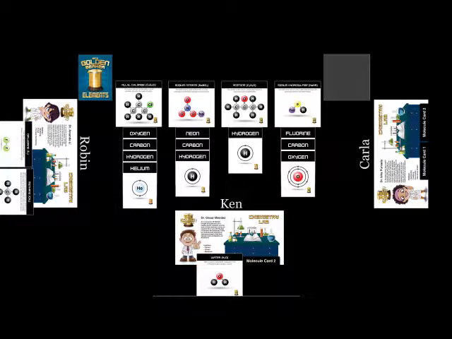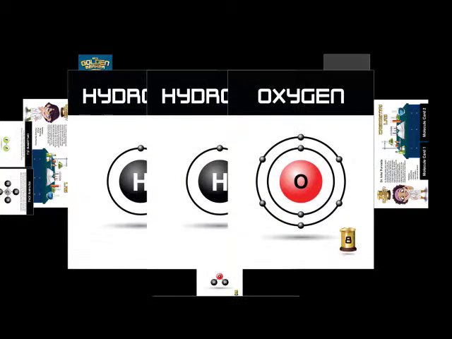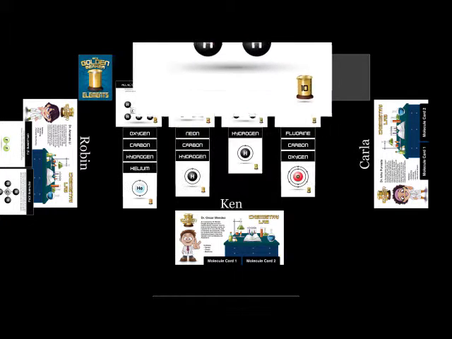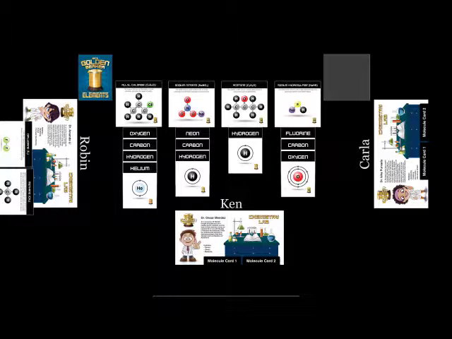Back to Ken, he decides to complete his water molecule. He does so by discarding 2 hydrogen and 1 oxygen card from his hand. Let's stop there. That should give you a good idea of how the game mechanics work.